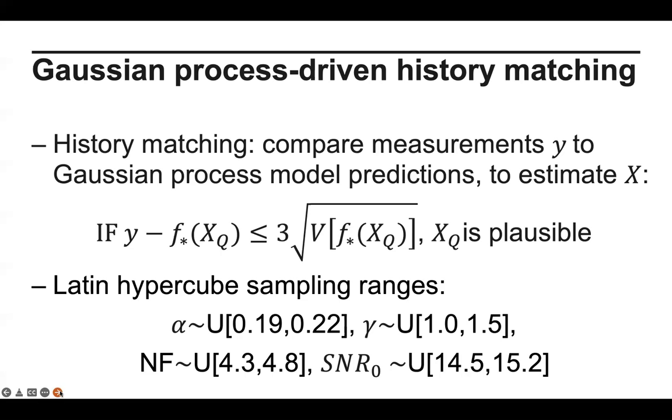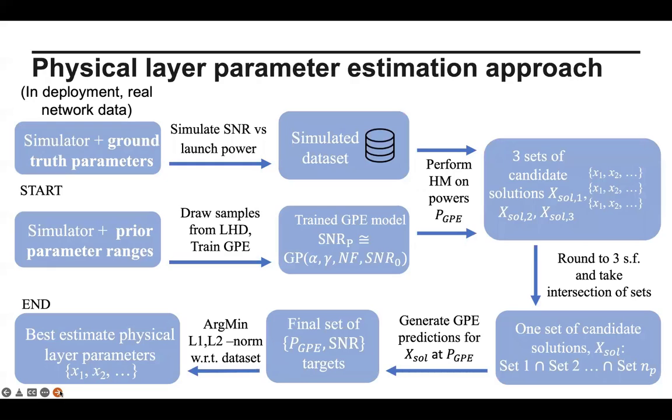And these are the broad a priori ranges that were used, which are taken from specification sheets and literature. The physical layer parameter estimation approach is summarized here. So we take our simulated data set and our simulator, and we draw 200 samples using a Latin hypercube design from the simulator in order to train a Gaussian process to learn the mapping between the physical layer parameters and the SNR at a given launch power.